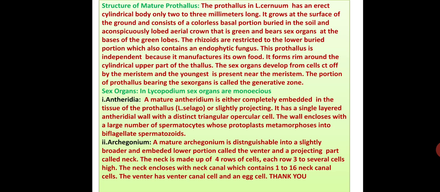Next, we discuss the female sex organ, the archegonium. A mature archegonium is distinguishable into a slightly broader and embedded lower portion called the venter and a projecting part called the neck. The neck is made up of 4 rows of cells, each row 3 to several cells high. The neck encloses the neck canal, which contains 1 to 16 neck canal cells. The venter has a venter canal cell and an egg cell.